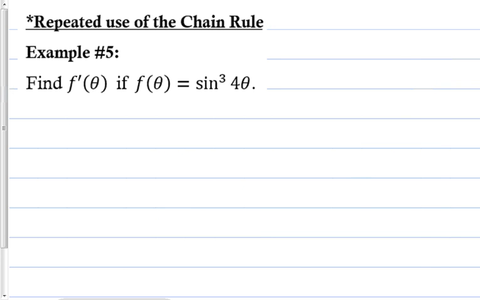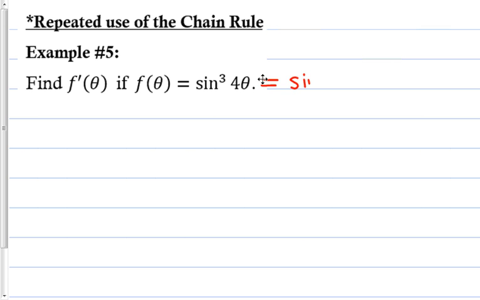Okay, example 5. Find f prime of theta if f of theta equals sine cubed of 4 theta. So, of course, chain rule, but this is the repeated use of the chain rule. That means there's a double chain rule. So I need to figure out what's all going on in here. The exponent is a very good indication that maybe that should be its own thing.